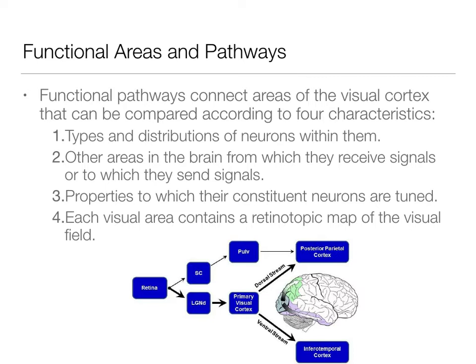And the fourth is that each of these visual areas contains a retinotopic map of the visual field. So again, we're going to have that same property of retinotopic mapping that we talked about in the last video. We're going to see it in this idea of functional pathways and functional areas.